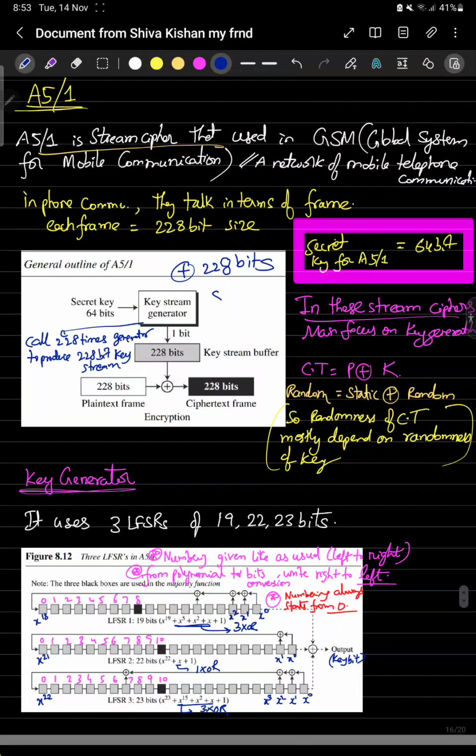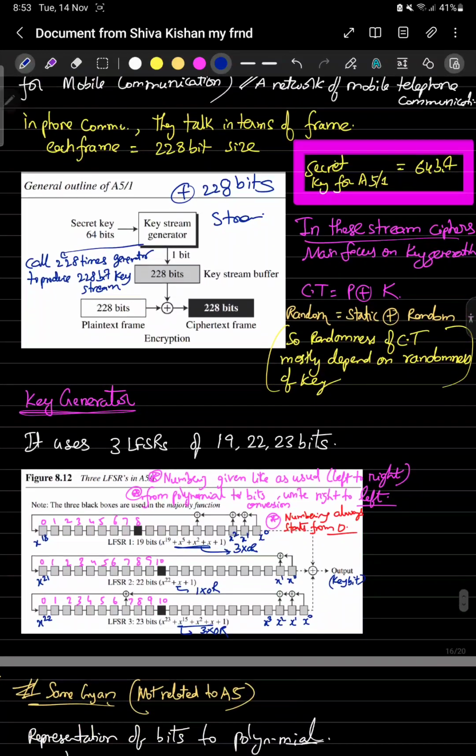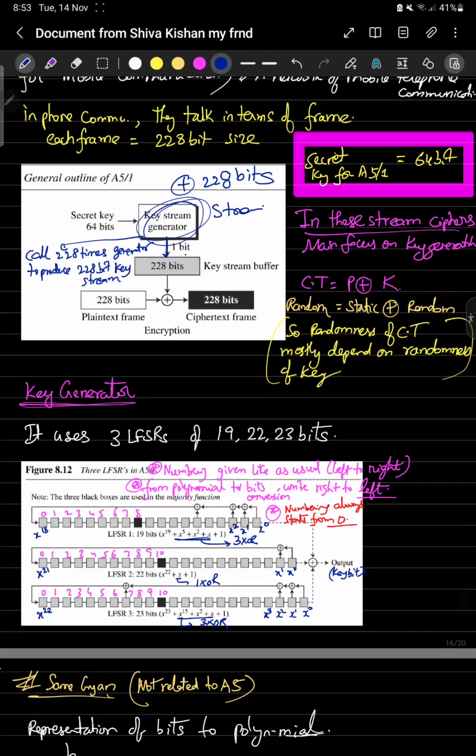Here again, in stream cipher, I told previously there is one secret key between sender and receiver. That secret key is like our 64 bit. Now listen. We will send this to a key generation algorithm. It will generate only 1 bit. So we will call this key generation 228 times, so that our key stream will be 228 bits.